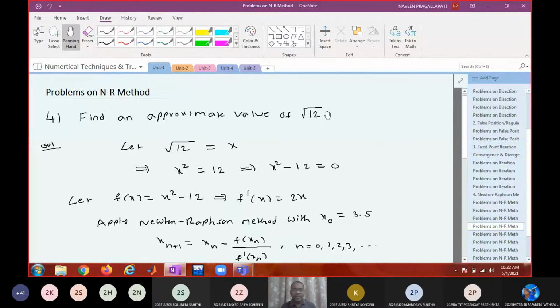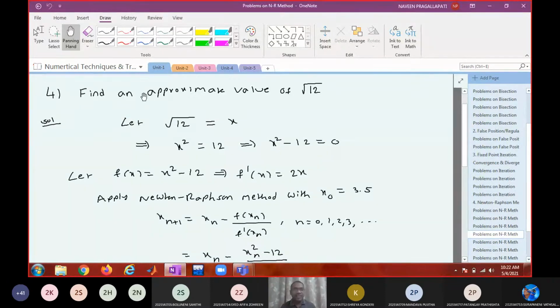We want to know the approximate value of root 12. Assume that its exact value is x and take square on both sides. x square equal to 12. Then if you take 12 to the left hand side, x square minus 12 equal to 0. So this is an equation, in the form f of x equal to 0. You can apply the Newton-Raphson method only for equations, not for expressions or anything. So the positive root of this equation is nothing but the exact value. Agreed or not?